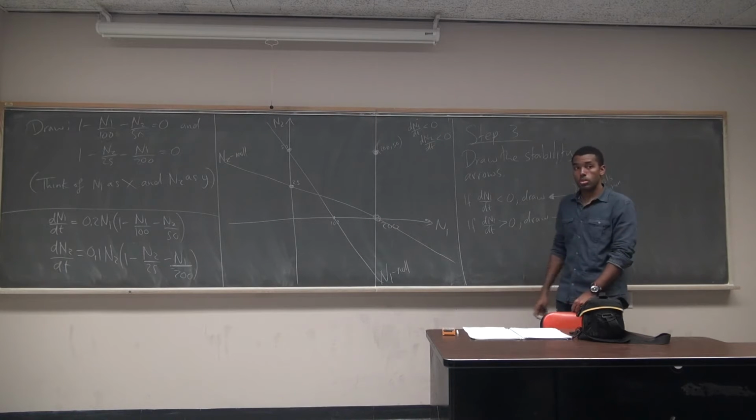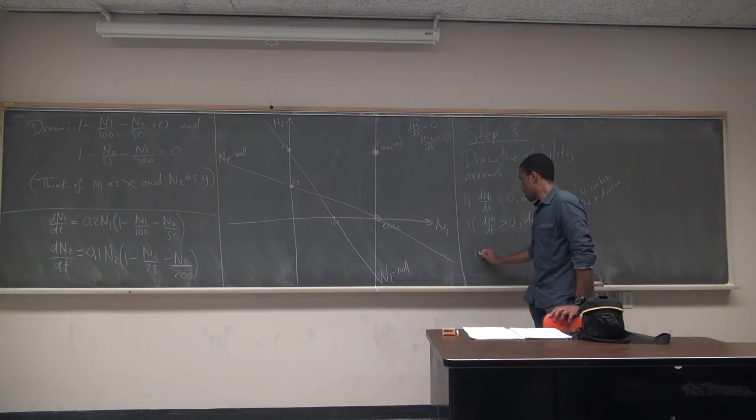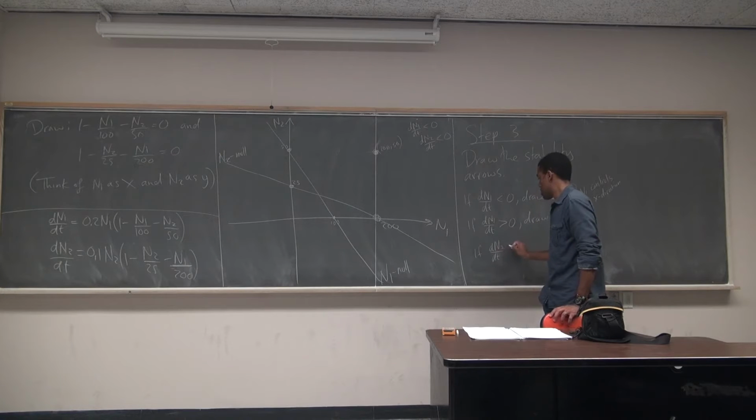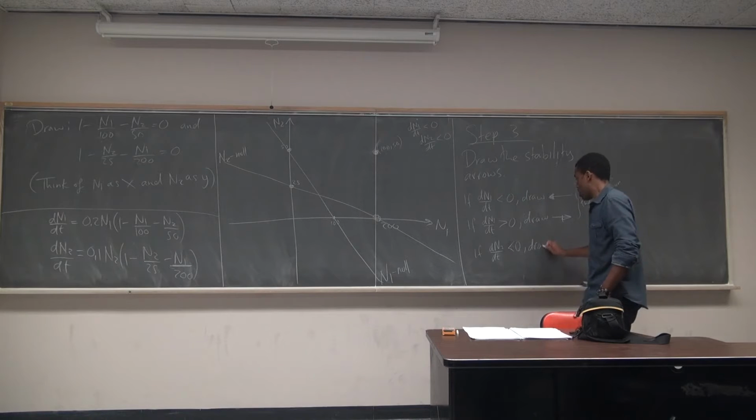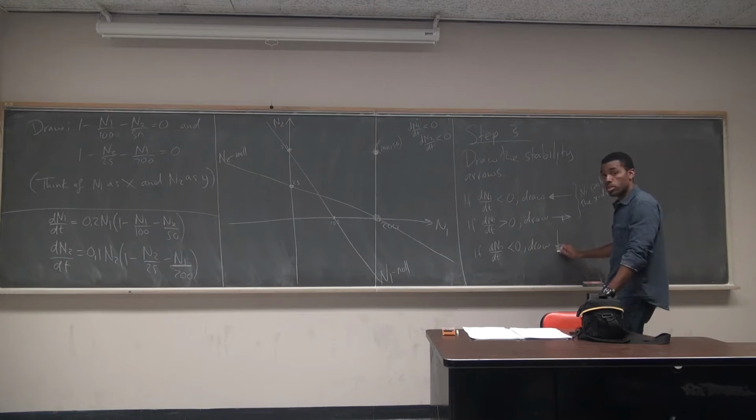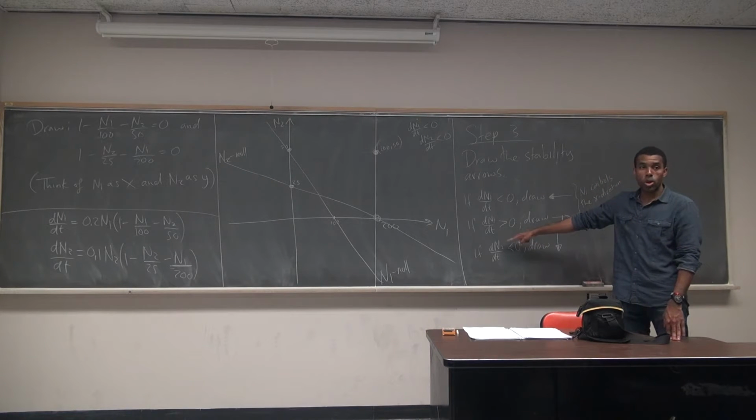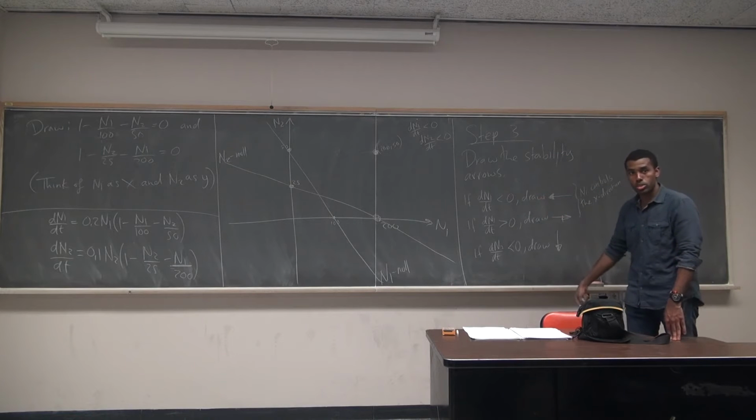Did you mean dN2 over dt in the second one? No. Okay. Then now I look at dN2/dt. If that's less than 0, you draw down, right? Because my N2 is like the y value. When y is decreasing, it goes down.